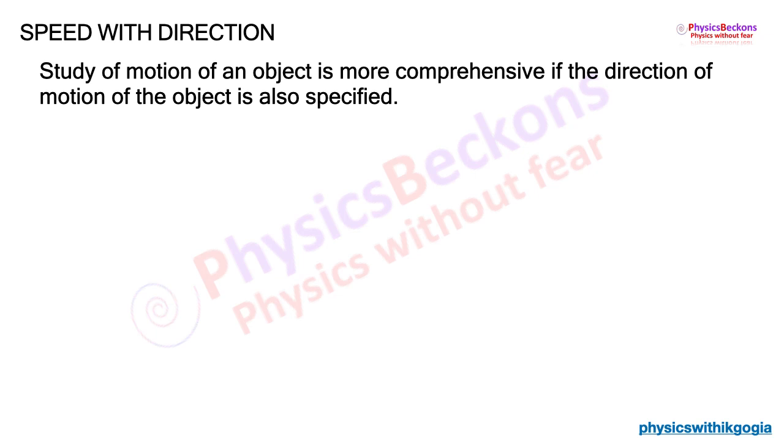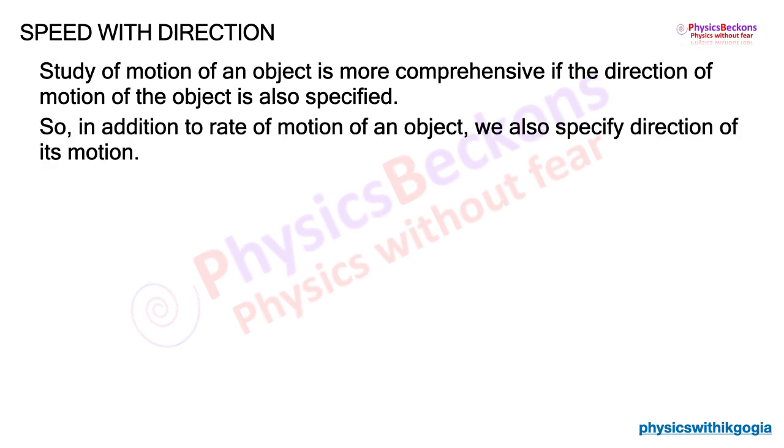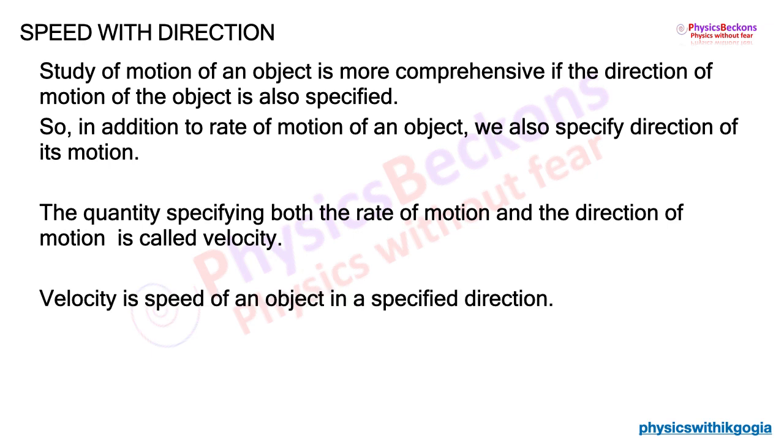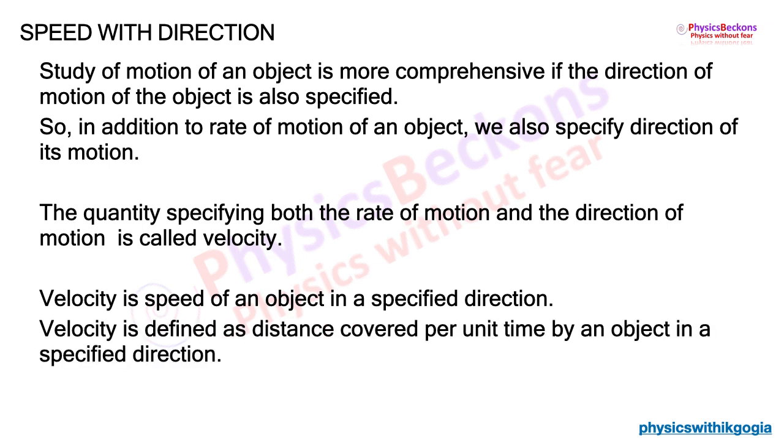The study of motion of an object becomes more comprehensive. We have more information about the motion if the direction of motion is also specified. So, in addition to the rate of motion of an object, we also specify the direction of its motion. The quantity which specifies both the rate of motion, that is speed, and the direction of motion is called velocity. So, velocity is the speed of an object in a specified direction. Velocity is hence defined as the distance covered per unit time by an object in a specified direction.